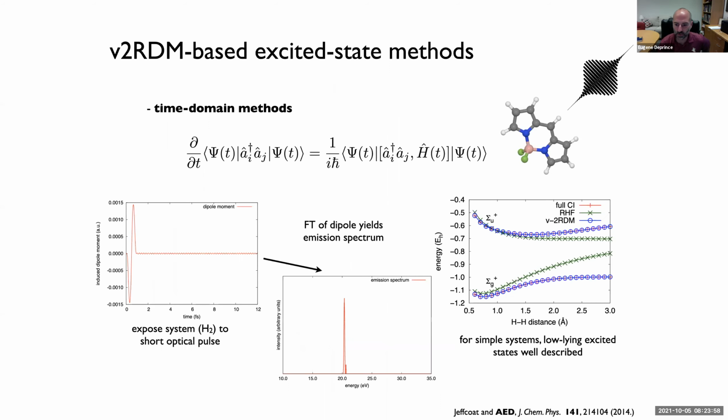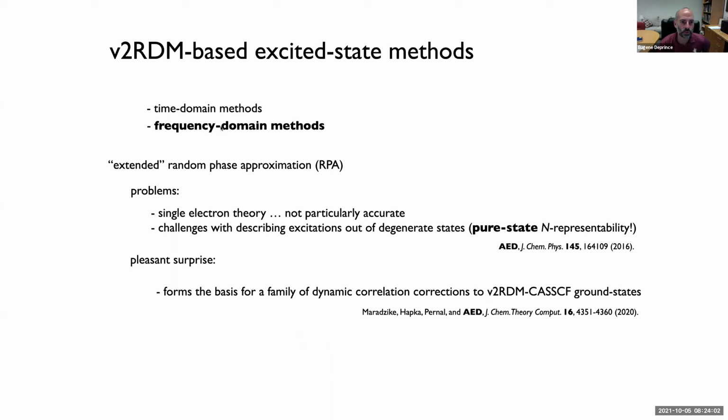So we've tried many different strategies. This one is so old, I'm not even going to talk about it. We tried some frequency domain methods. There's something called an extended random phase approximation, which is similar to some linear response methods that David has developed. There are problems with these methods though. Number one, it's a single electron theory and it's not particularly accurate. Number two, there are some real challenges with describing excitations out of degenerate states, and that's related to a problem of pure state unrepresentability that I probably don't have time to talk about.